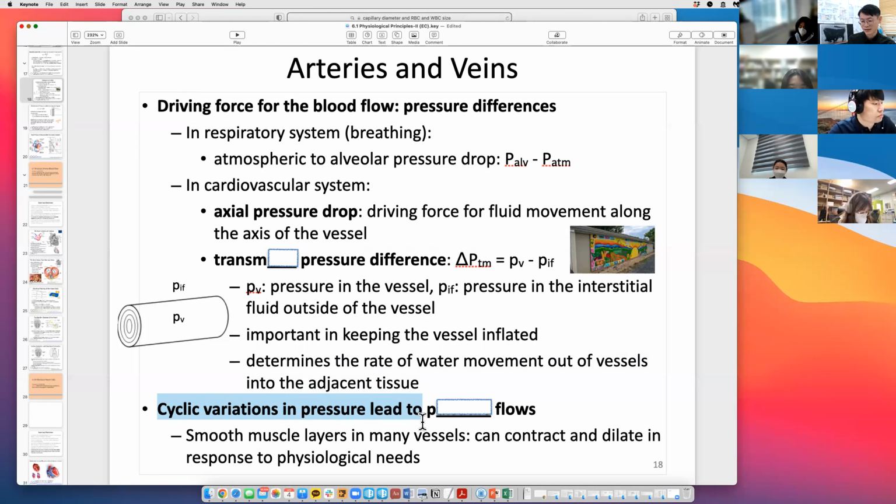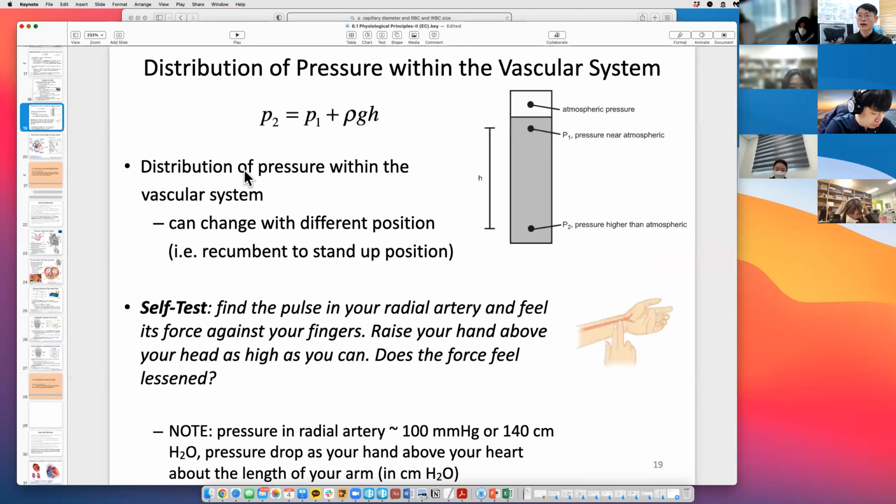Versatile flows. Exactly, for the arteries, smooth muscle plays a role because they can contract and dilate in response to physiological needs. So the big difference between venous flow and arterial flow is versatile flow. And the distribution of pressure within the vascular system, the pressure buildup, is related to this fluid height.